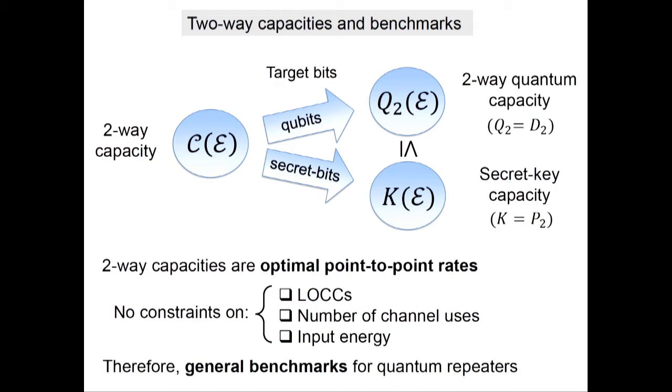Let me say at this point that these rates are optimal point-to-point rates. We are not imposing any constraints on the LOCC, any restriction on the number of channel uses, and no restriction on the input energy of the protocol. So in this case, we are giving implicitly benchmarks for quantum repeaters.